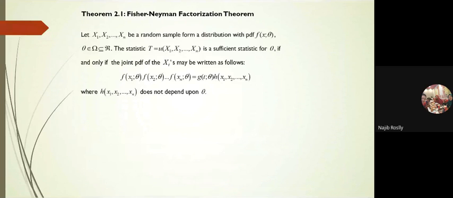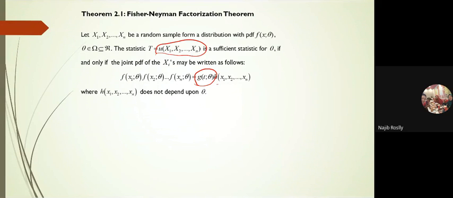Okay, the second one is just based on the factorization theorem. This one is called the Fisher-Neyman factorization theorem. Again, we build up the joint PDF, but we divide it into two parts. The first part is function G, which includes your T, where T is a function of your sufficient statistic and also the parameter theta.